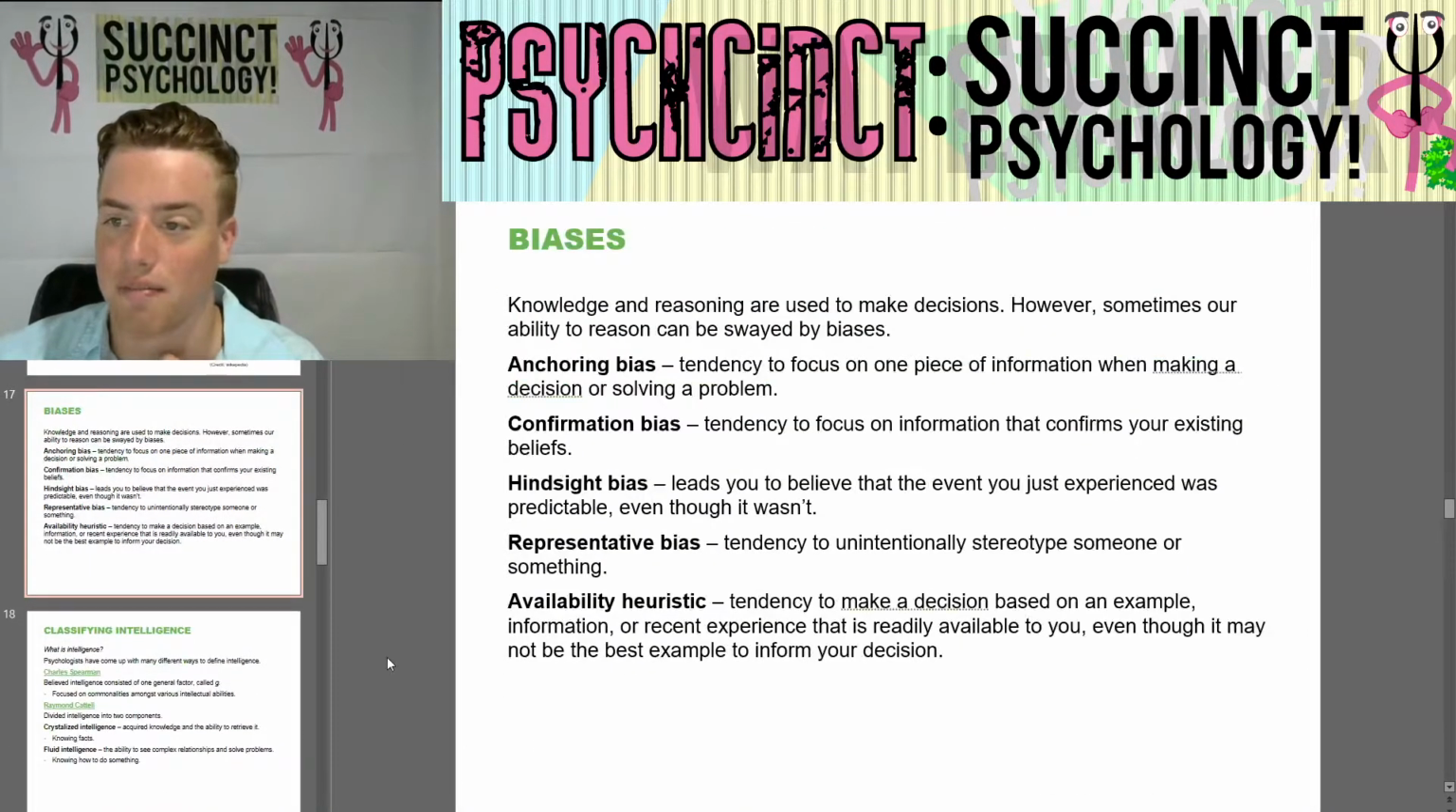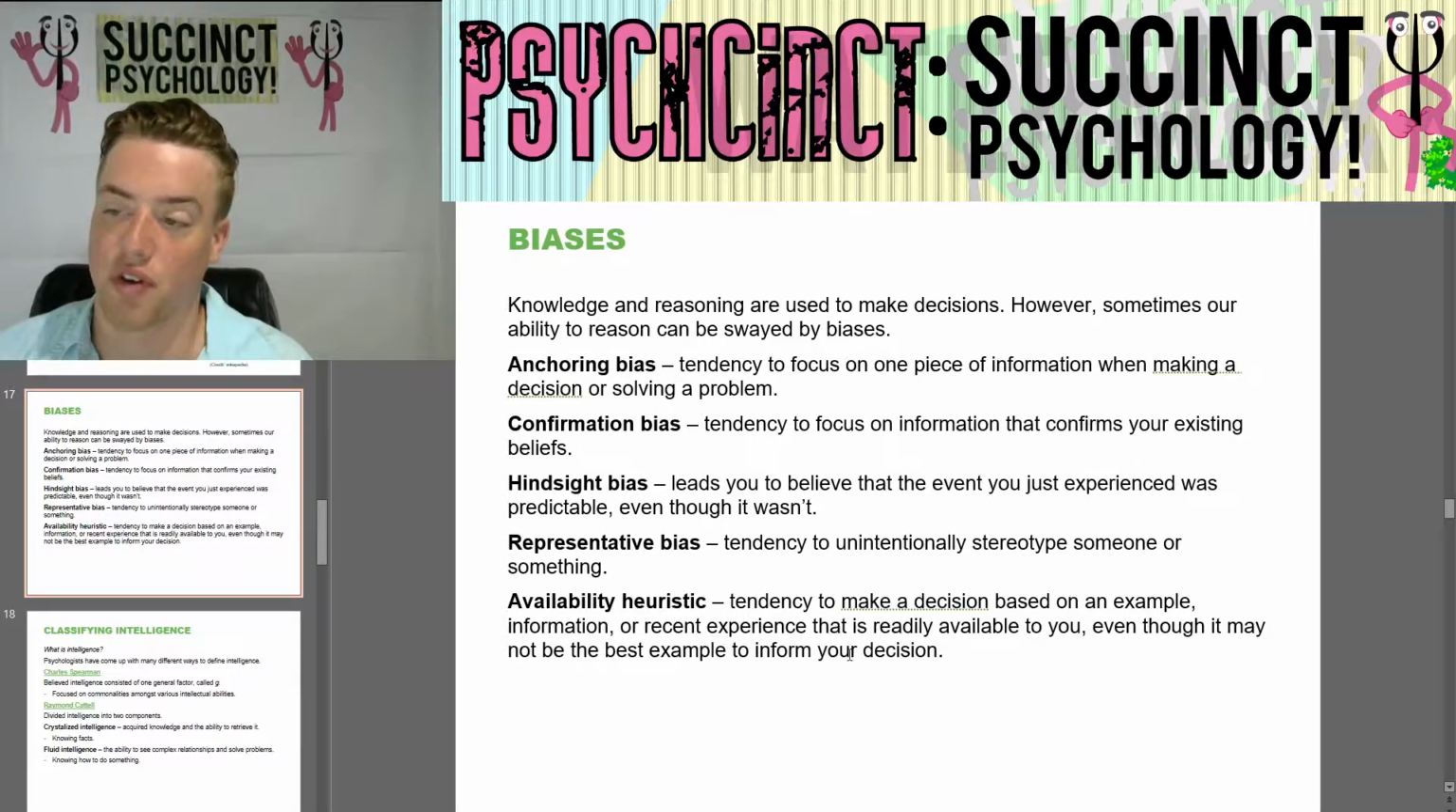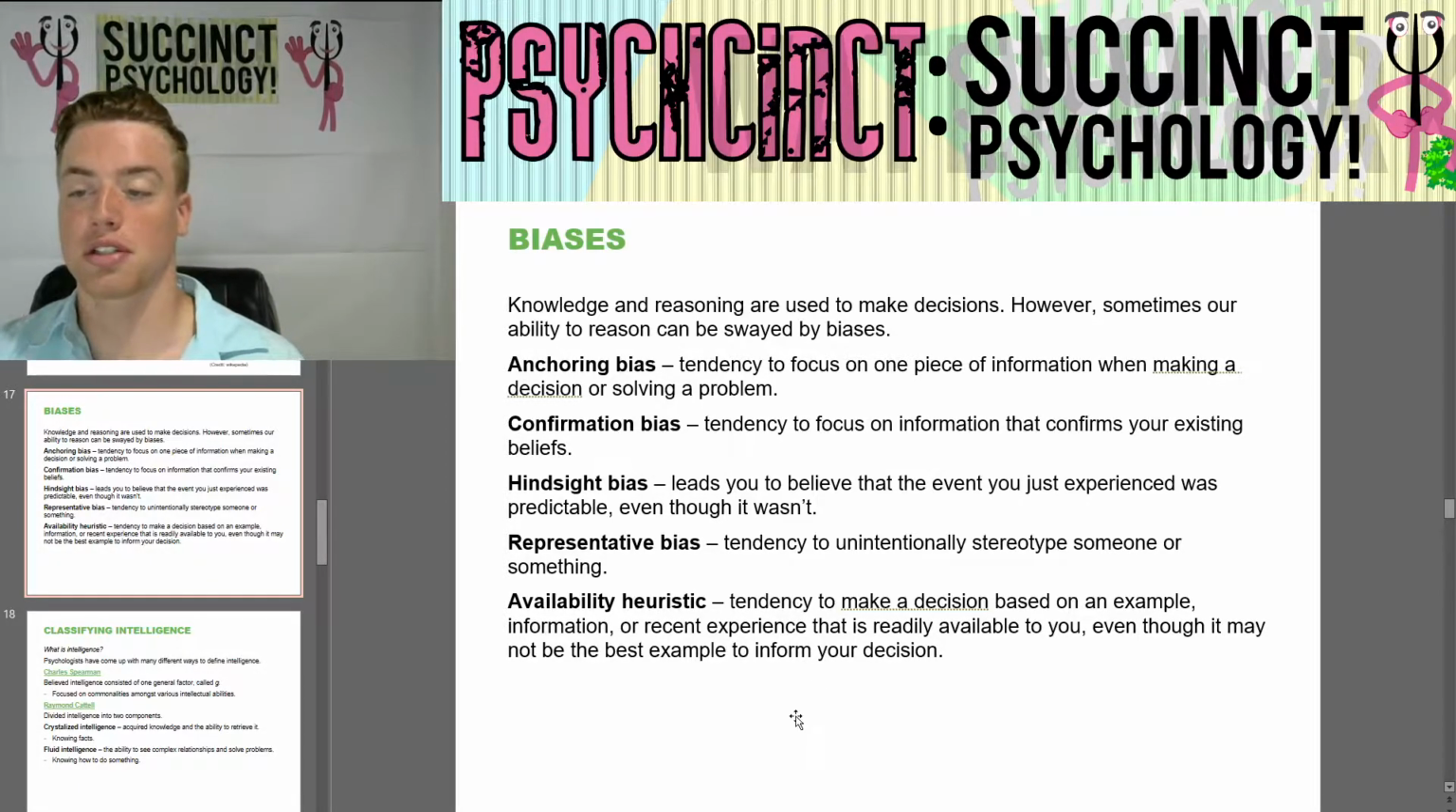So next we have biases. Knowledge and reasoning are used to make decisions. However, sometimes our ability to reason can be swayed by biases. So we have an anchoring bias, which is a tendency to focus on one piece of information when making a decision or solving a problem. Then we have confirmation bias, which is a tendency to focus on information that confirms your existing beliefs. Hindsight bias leads you to believe that the event you just experienced was predictable, even though it wasn't.